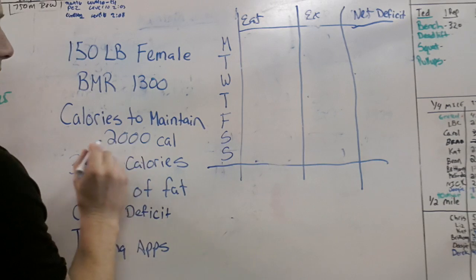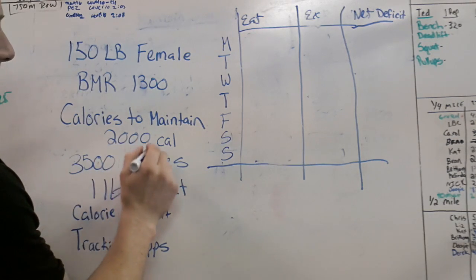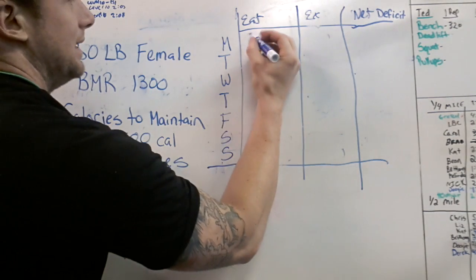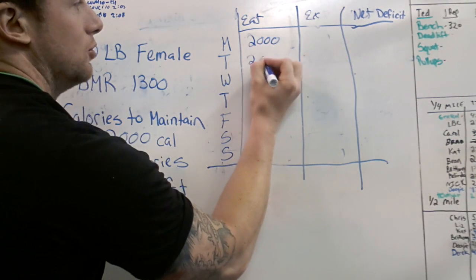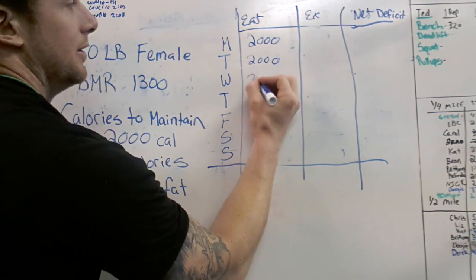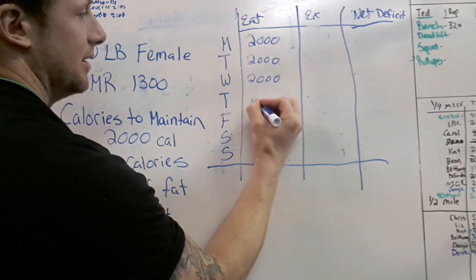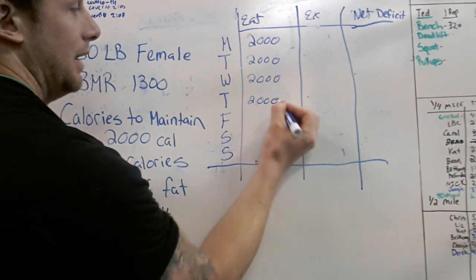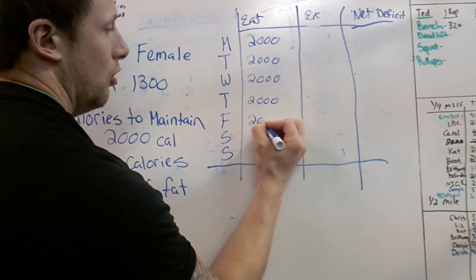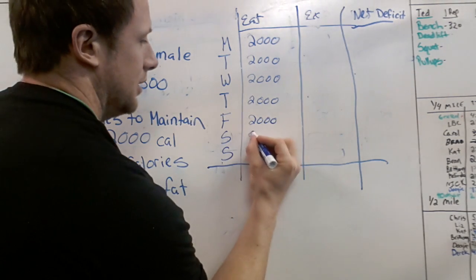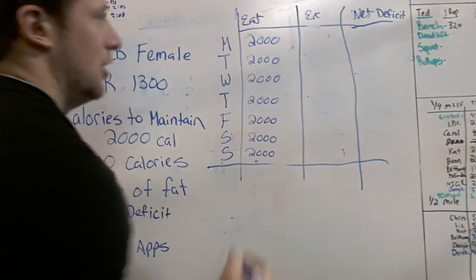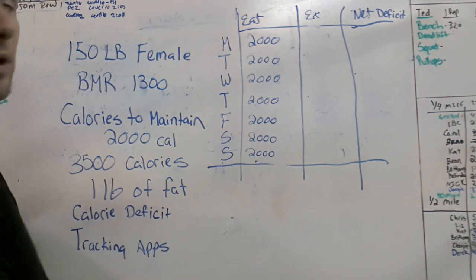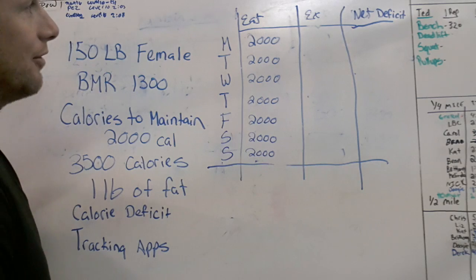since we want to create a calorie deficit, we're going to eat. This is one way to do it. We're going to eat 2,000 calories. And we're going to be super consistent with eating, and that's through your tracking. You'll know what you're eating, and that's why it's important to track your calories. So we know on Monday we ate approximately 2,000 calories.